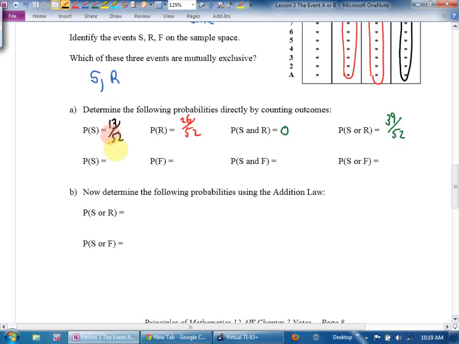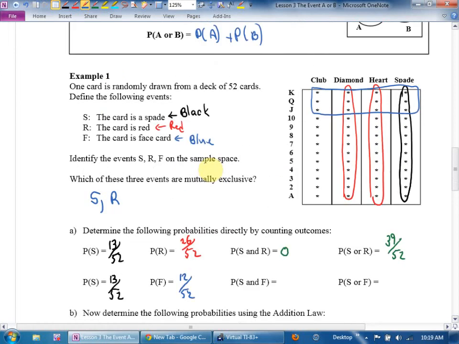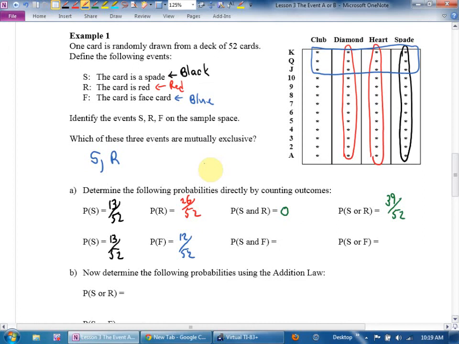Probability of a spade, we said, was 13 out of 52. Probability of a face card. Oh, what was the probability of a face card? How many face cards are circled? 12 out of 52. What's the probability that you're a spade and a face card? Three out of 52. What's the probability you're a spade or a face card? 1, 2, 3, 4, 5, 6, 7, 8, 9, 10, 11, 12, 13, 14, 15, 16, 17, 18, 19, 20, 21, 22, I think.